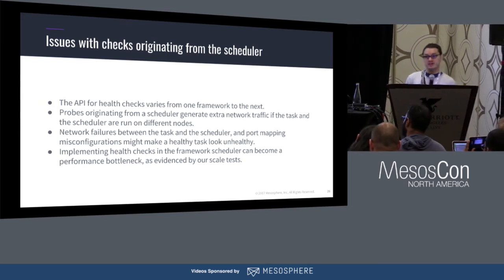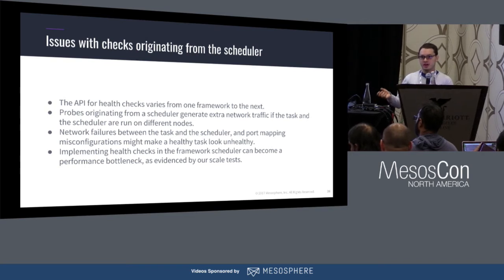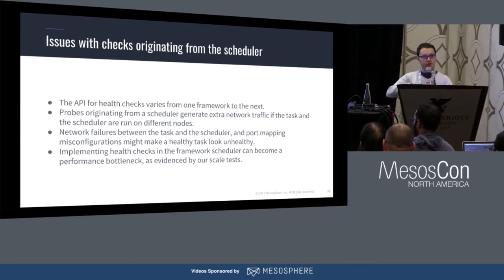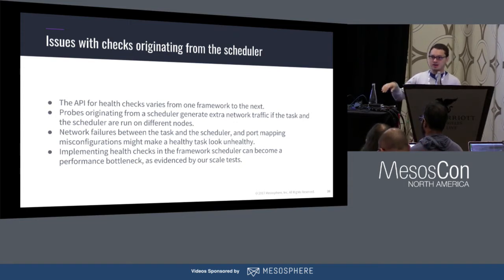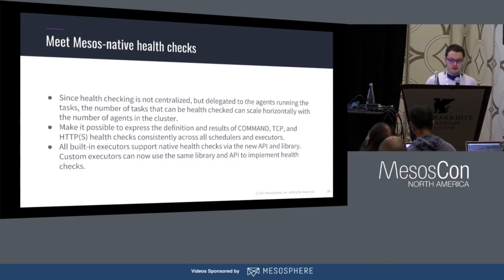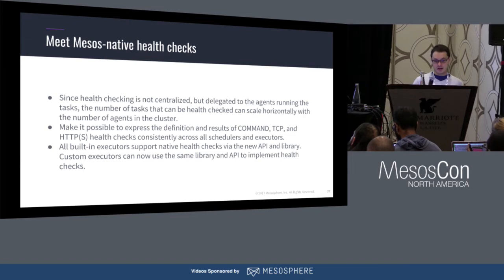We did some scale tests after I added support for Mesos health checks, and they scale much better than Marathon health checks because, again, you can distribute the load horizontally across your agents. Each agent checks its own tasks, and that scales better. So to solve those issues, we introduced Mesos native health checks. If you use them, then the health checking is not centralized. It's done by every agent that runs your tasks.